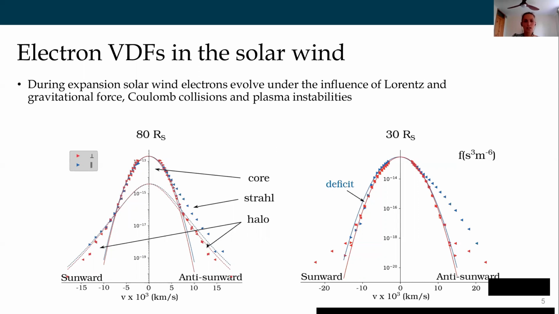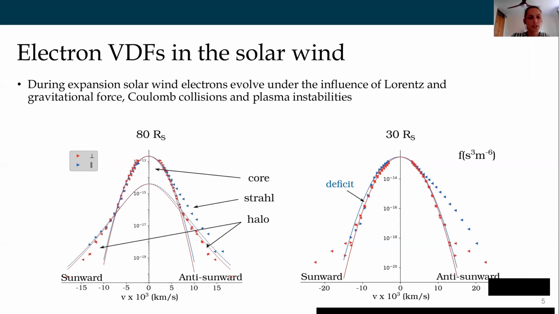Here I show the electron velocity distribution function. On the left, we have the distribution function at 80 solar radii. I represent it with cuts parallel and perpendicular to the magnetic field. The blue is parallel to the magnetic field, and the red dots are perpendicular to the magnetic field. You can see that this distribution consists of different populations, and we can represent it with three populations. The first one is the core. It's at low energies, and it's well represented by a Maxwellian distribution function.